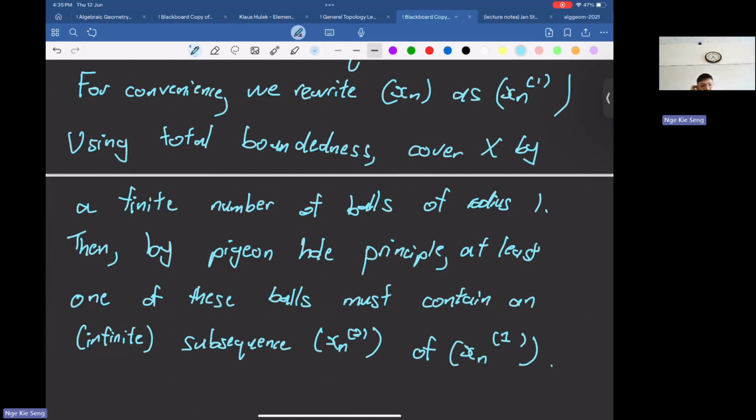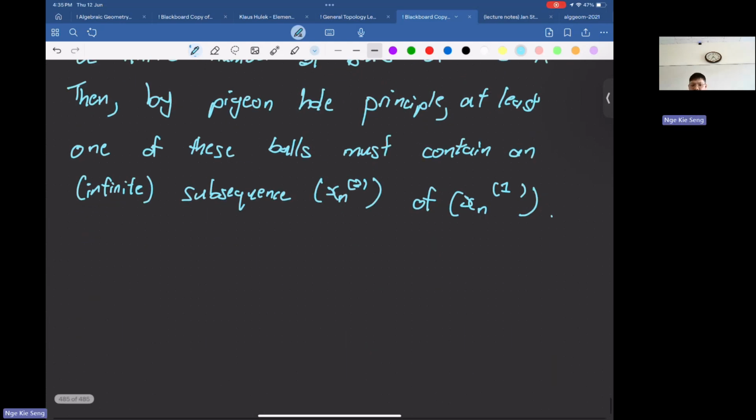What can you do next? What do you think? What's the next thing I have to do? Now we have balls of radius 1, right? I can go to balls of radius half, and then go and find a further subsequence here. But this half, I don't simply pick. So let's write down. We'll repeat the argument.